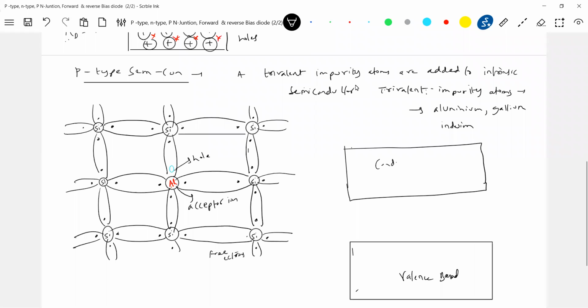Valence band, conduction band. So where is the Fermi level? The acceptor level, or call it the Fermi level. Don't bother much about anything, just the information. Where is the Fermi level for p-type? Just above the valence band.